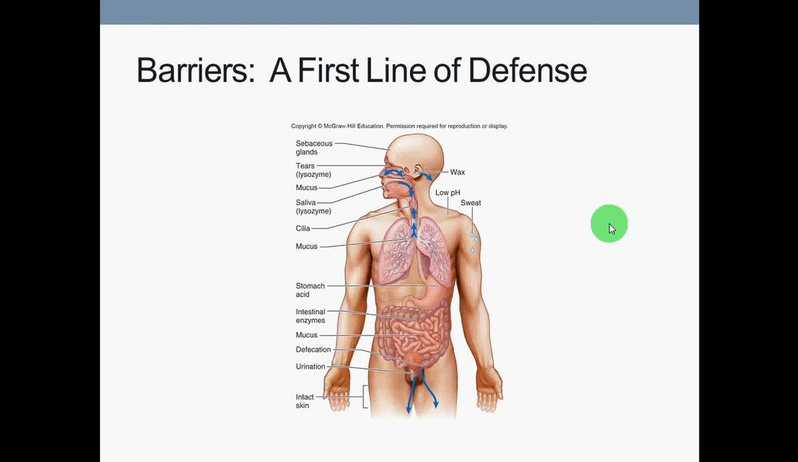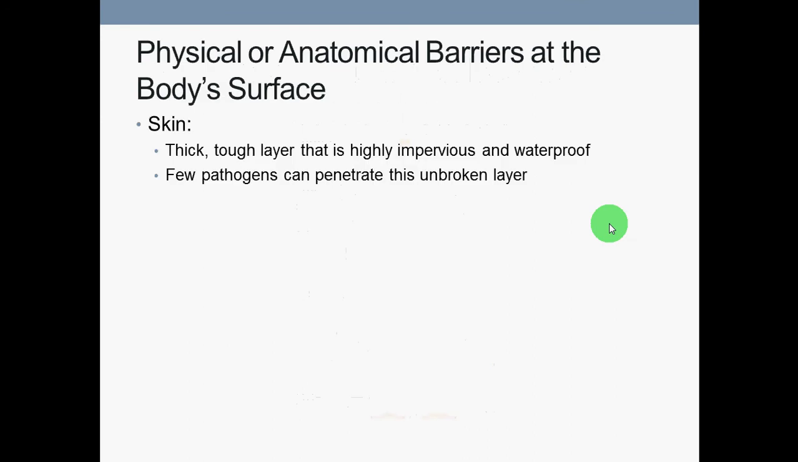Things that are included in your first line of defense are, of course, your skin. This is your tough outermost layer on your body. It's thick. It helps to protect you from water, from other invaders. And the only time that you can get past it is if the skin is broken. So if you have a cut or a scrape, any kind of open wound.